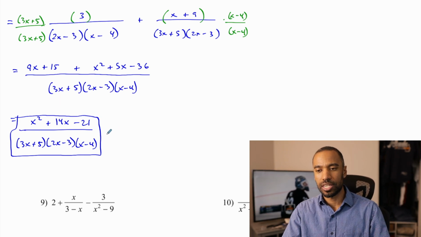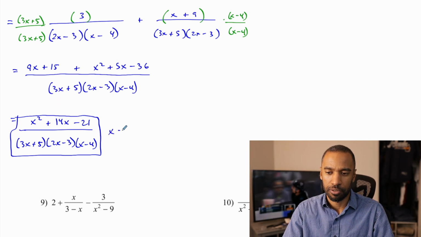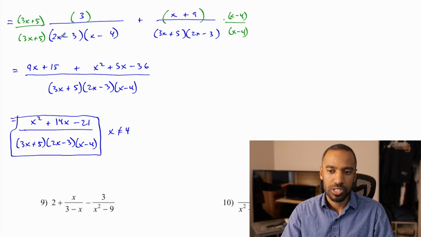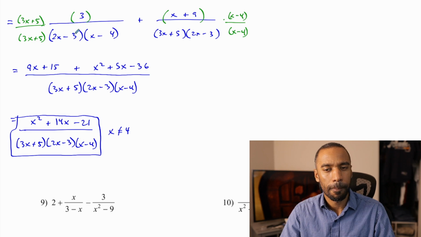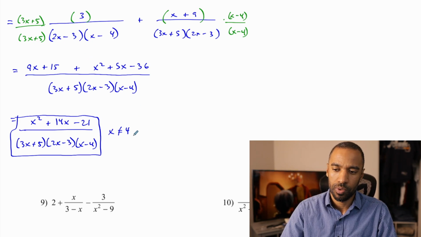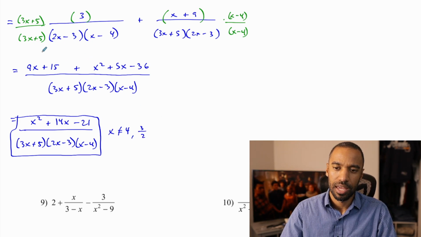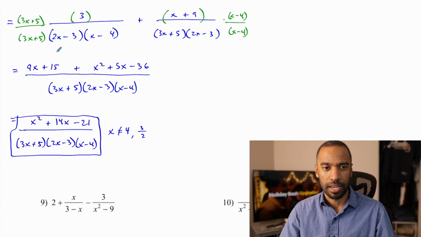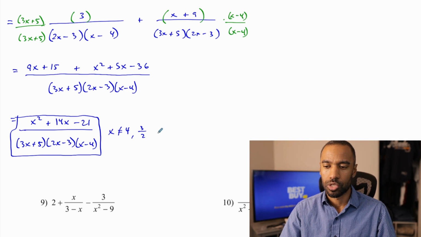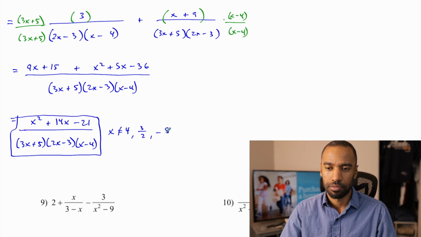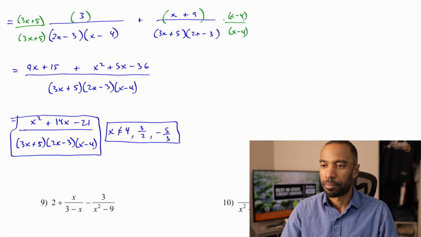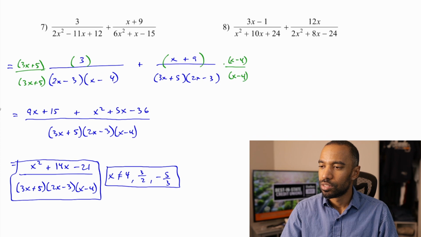All right, as far as what x can't equal here, now you got to be a little more careful. X can't equal 4. With these other ones here, if you set 2x minus 3 equal to 0, you add 3 and divide by 2, x couldn't equal 3 halves. And if 3x plus 5 couldn't equal 0, you subtract 5, you divide by 3. So x couldn't equal negative 5/3 either. All right, so those are our restrictions for that one there. Let's move on to number 8.